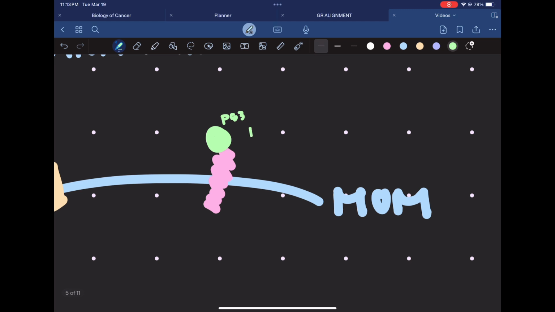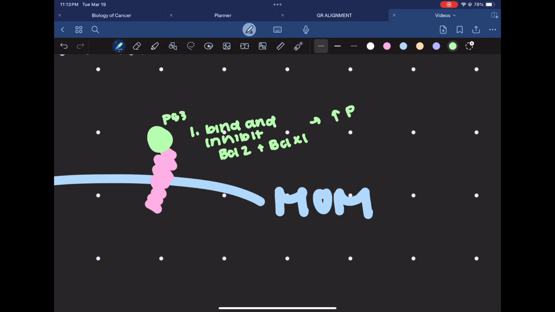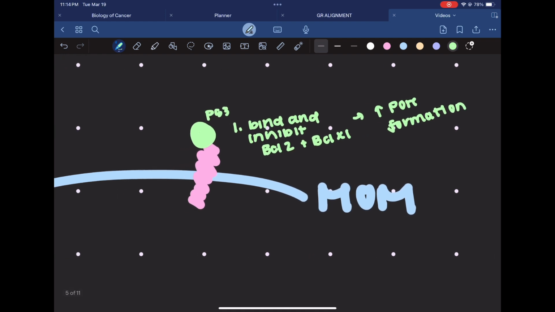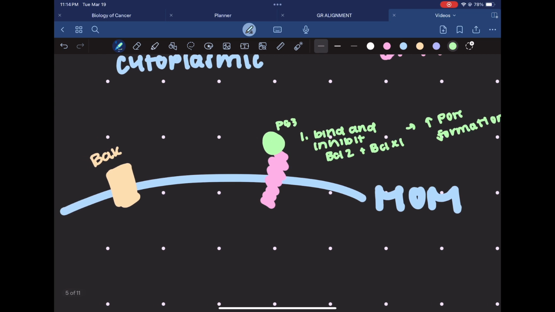p53 is going to bind and inhibit BCL2 and BCL-XL. So it's binding and inhibiting our anti-apoptotic proteins, and this is going to allow for increased pore formation, right? So acting very similar to a death helper in this setting.